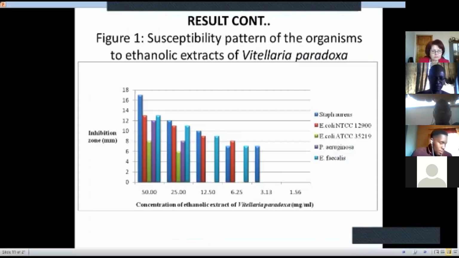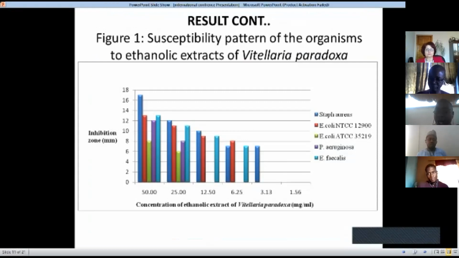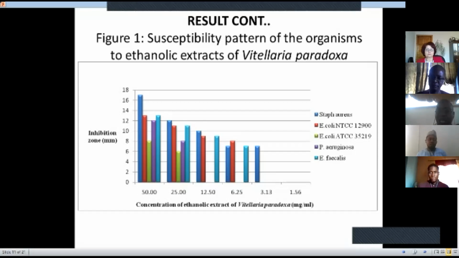Now, the solubility pattern of the organisms to the ethanol extract, because what we do is that we subjected the bark extract, I mean the ethanolic extract of the plant, to different organisms, and those organisms are listed, like Staphylococcus aureus, as listed before.